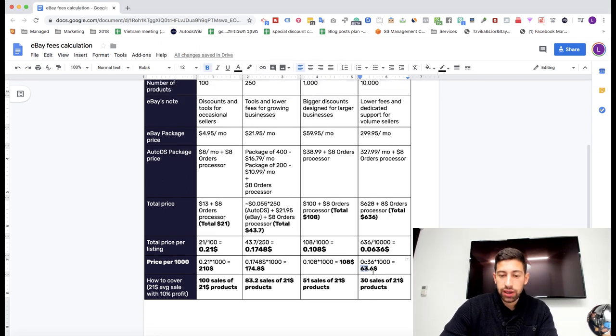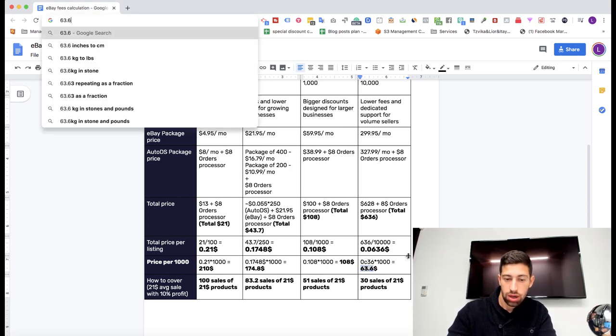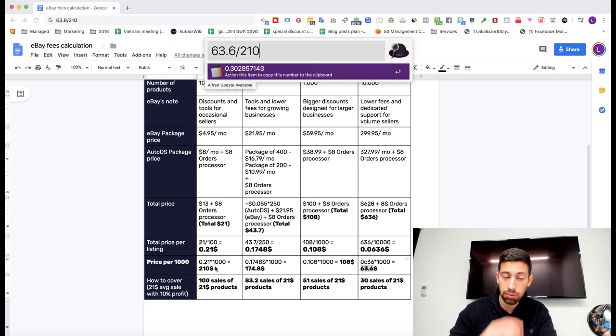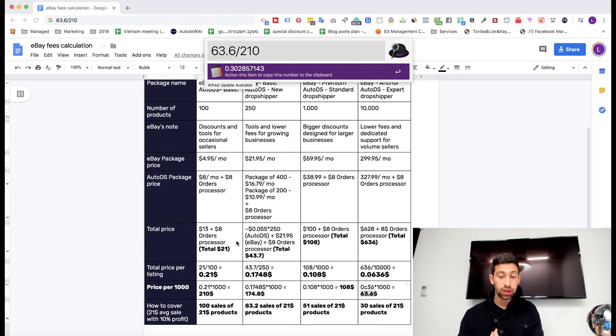Take the price that this package will cost for 1000 listings, which is 63.6. I will divide it by the price of what it will cost for the cheapest store, and let's see how much it is. It's 30%. So if I go for the Anchor store, it will cost me 30% of what it costs for the cheapest package for 1000 listings, which is a 70% discount. Think about how much money you will save here.